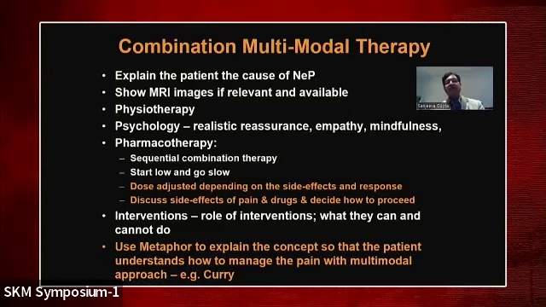Then consider interventions and explain the role of interventions to them, and what they can and cannot do. One way of explaining and making the patient understand is by using some metaphors. What I'm trying to get across is that by using a combination of several things, total pain control can be quite effective with fewer side effects. That is the concept you have to get into the patient's mind. Once the patient understands, whatever you do is going to work better.